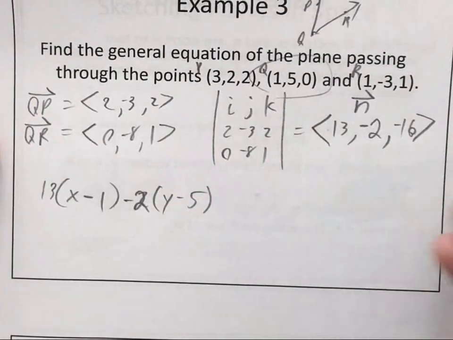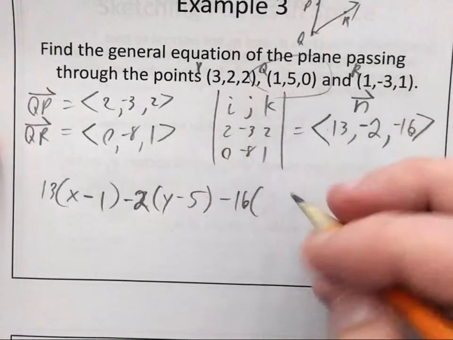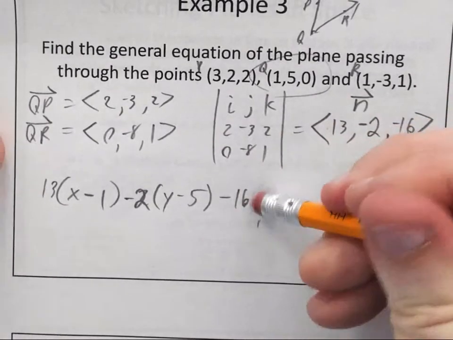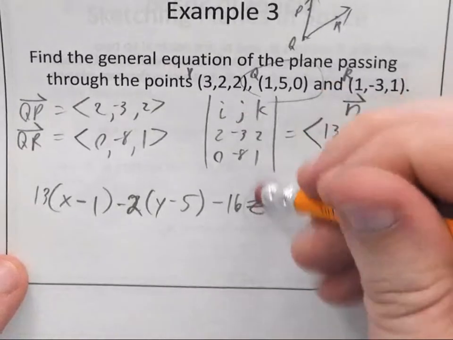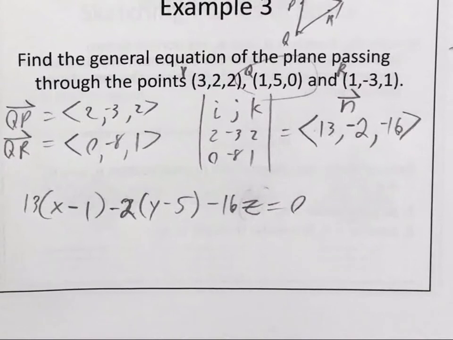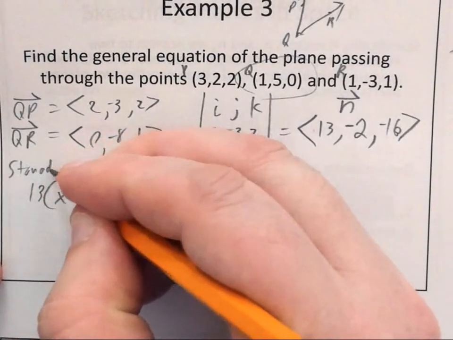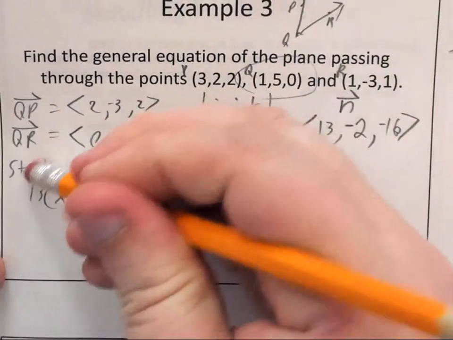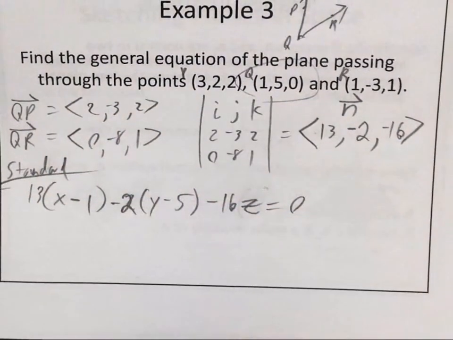and then -16 times, well, just z minus 0. I keep going to the right parentheses for some reason. Equals 0. Now that is which form? Standard. So this is standard form. Can't spell that. Wow, I'm awake. Okay, so that's standard form.